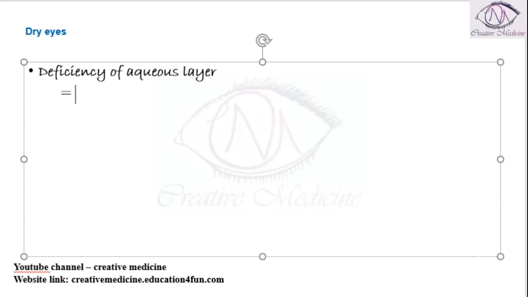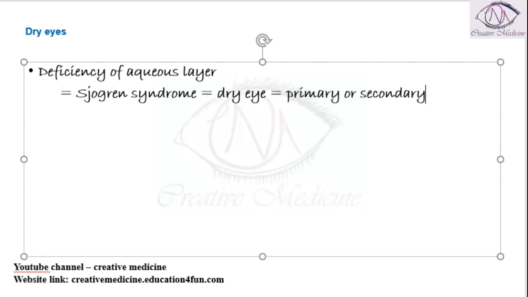This deficiency of the aqueous layer can occur due to Sjogren's syndrome, where the dry eye in Sjogren's syndrome can be either primary or secondary. Then we also have the non-Sjogren's syndrome type of dry eye, which contains a group of diseases.